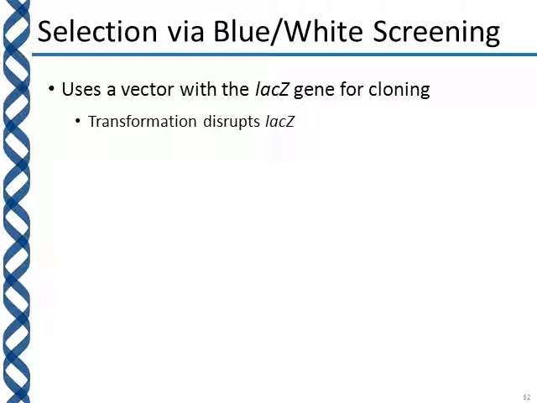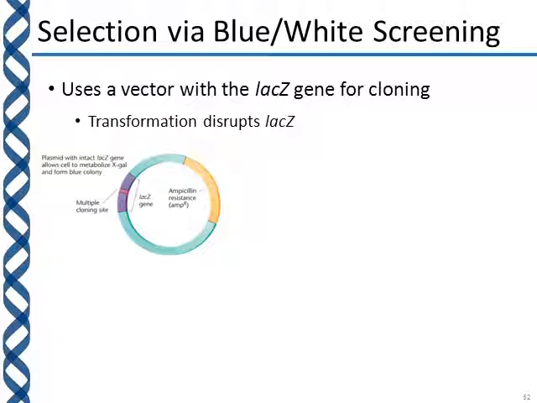So this selection by blue-white screening uses a vector with the LacZ gene for cloning. Transformation disrupts the LacZ. So here we show a plasmid with the intact LacZ gene that allows the cells to metabolize X-gal to form blue colonies.